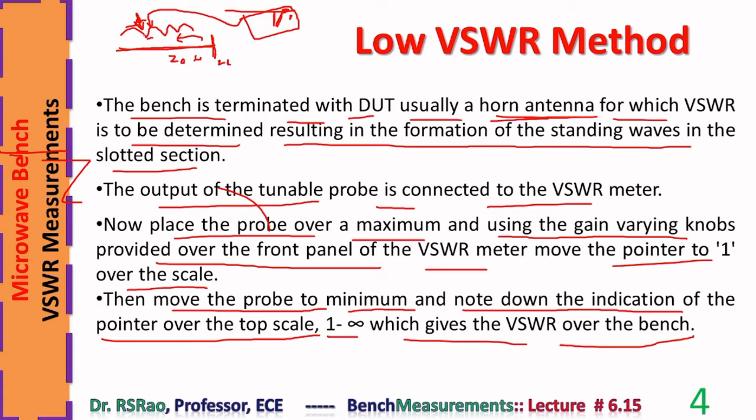When the probe is over minimum, naturally the deflection of the pointer decreases. The pointer moves to a lower deflection position, let us say like this. Against the pointer, there exists a certain reading over the scale. You read out, that is VSWR. Here you are using the scale 1 to infinity, the topmost scale, in measuring VSWR.